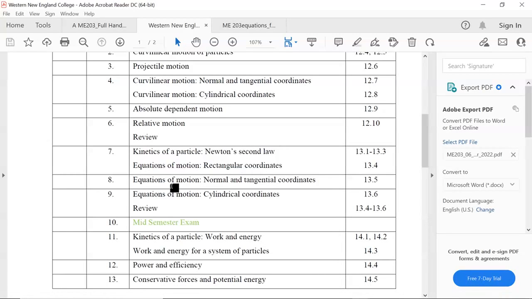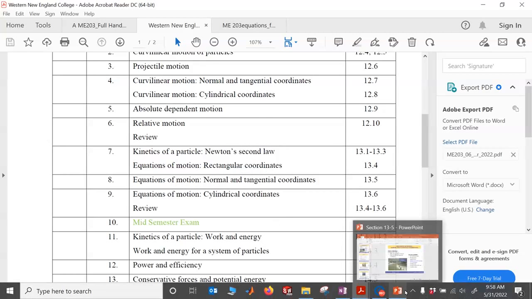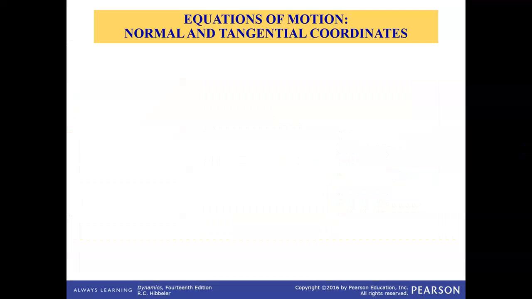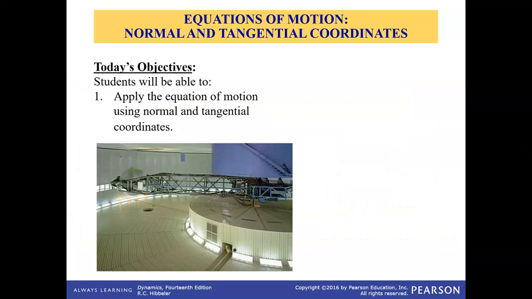Topic 13.5: Equations of motion in normal tangent coordinates. Today's objective is to apply equations of motion, that is sigma F equal to ma, in normal tangent coordinate system.